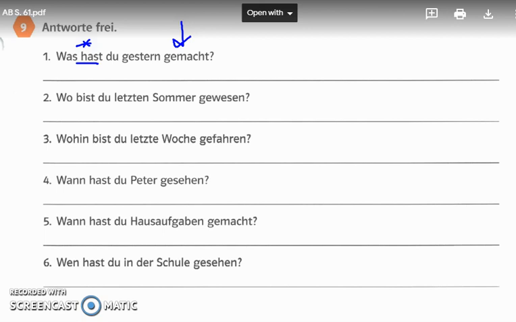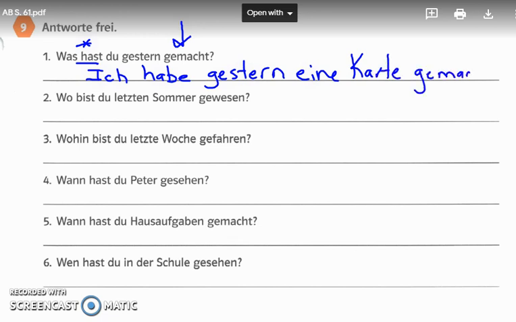So in our answer, you would want it to look like something like this. Ich habe gestern eine Karte gemacht. So that's an example of what they're looking for us to do. Notice that I have my helping verb right here. It's a form of haben. It has correct subject-verb agreement because it goes along with ich.